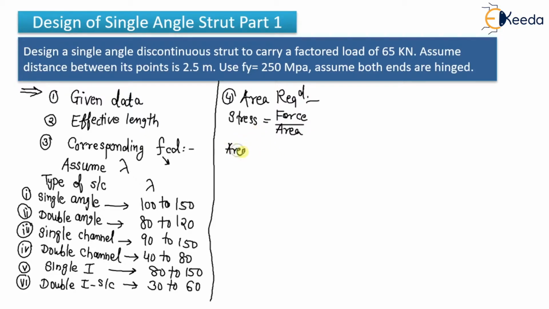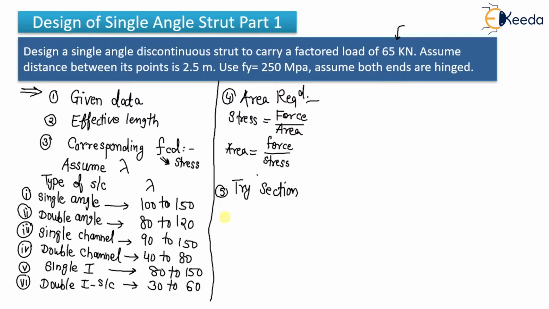So how can you calculate the area? It will be force divided by stress. Force will be given in the numerical; here it is 65 kilonewton. The stress we have calculated is nothing but your FCD, the design compressive stress. So once you have the force and FCD, you will easily get a certain area, so and so mm². You can convert it into cm², and the next step is to try a section, and obviously you should try a section which is greater than the area required.